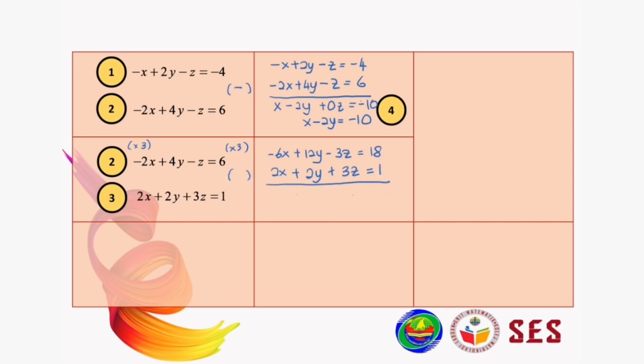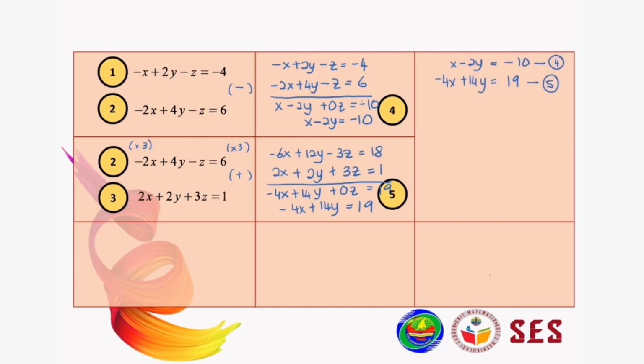Then, we will use plus as negative 3z plus 3z will give us 0z. Negative 6x plus 2x will give us negative 4x. 12y plus 2y will end up as 14y, and 18 plus 1 will be 19. Therefore, we have negative 4x plus 14y equals to 19 as equation number 5.